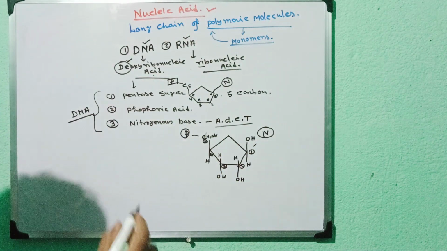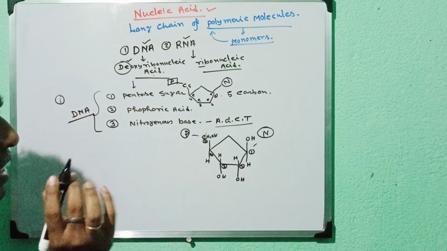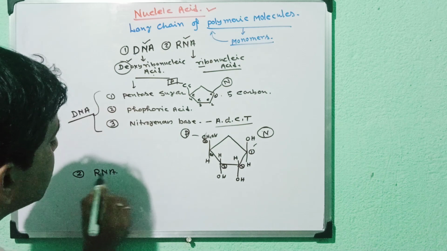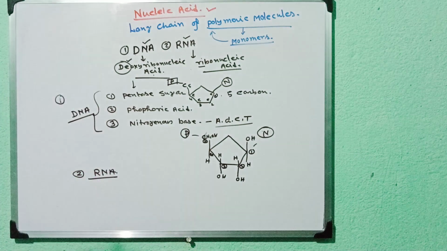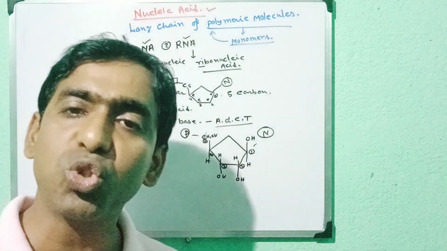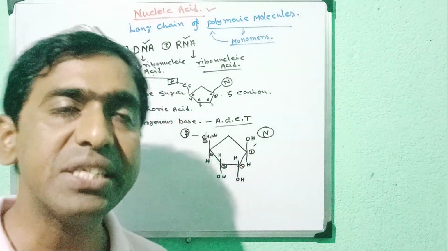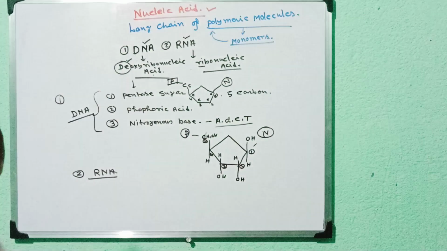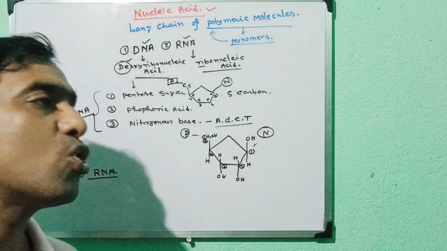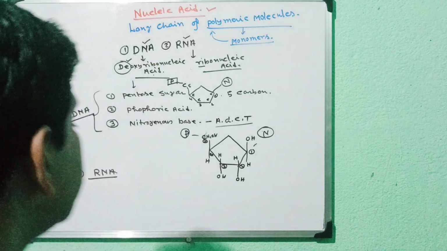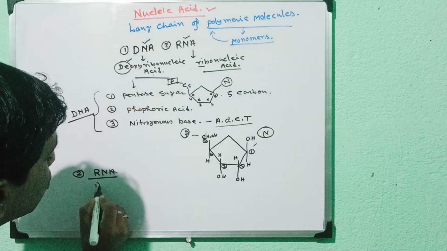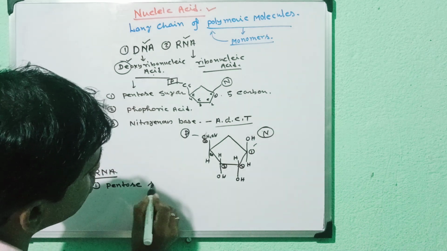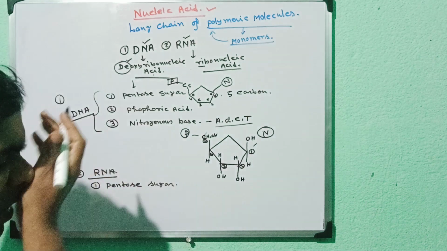The second one is RNA, called ribonucleic acid. RNA molecules are also composed of phosphoric acid, pentose sugar, and some cyclic bases containing nitrogen, that is, the nitrogenous base. First, it is also composed of pentose sugar, 5 carbon.